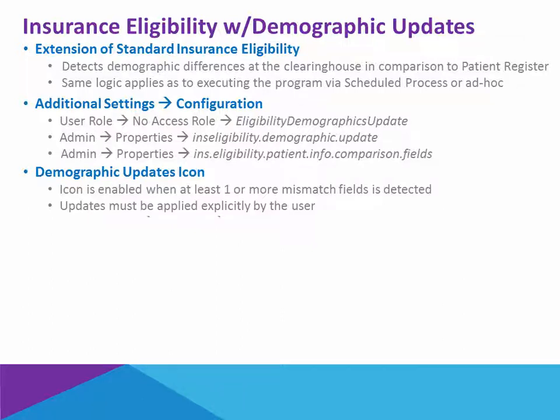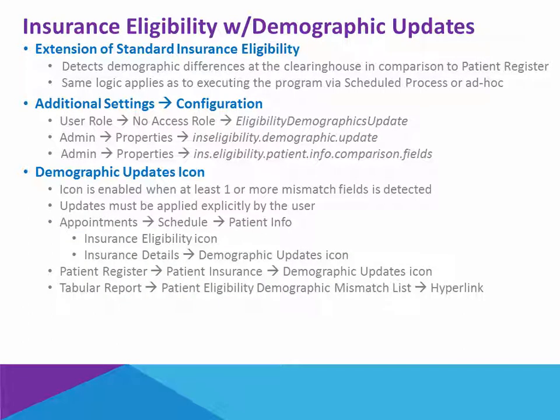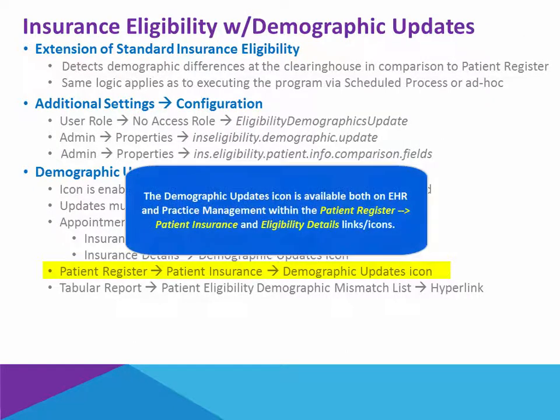Now, this icon is available at multiple places throughout the system. For instance, at the schedule level, down at the patient info pane, you have the insurance eligibility icon itself, as well as within the insurance details, the icon is available. Under patient register through patient insurance, you will see the icon. And this is the case both here on EHR as well as on practice management.